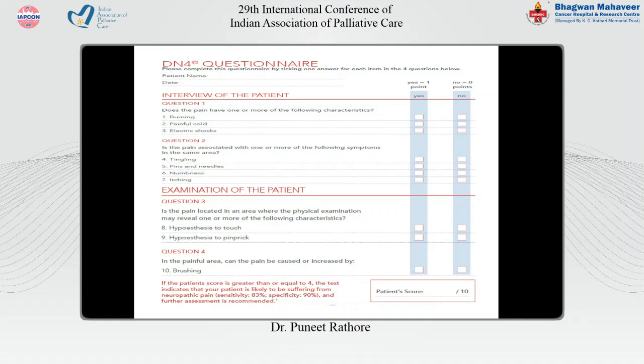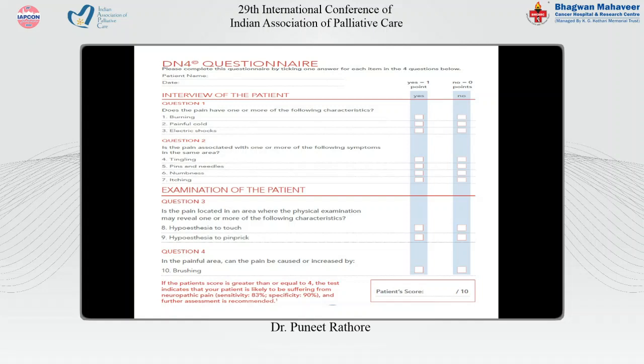Question number 2. Is the pain associated with one or more of the following symptoms in the same area? If tingling symptom is present, we mark as 1. If no, we mark as 0. If pins and needles like sensation is there, we mark as 1. If not there, we mark as 0. If numbness is present, we mark as yes. If absent, we mark as 0. If itching is present, we mark as 1.